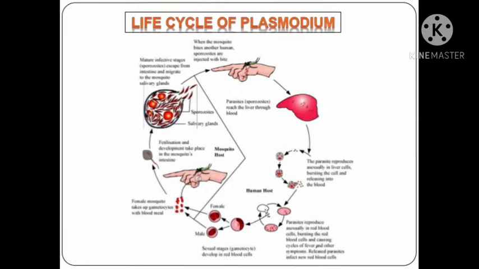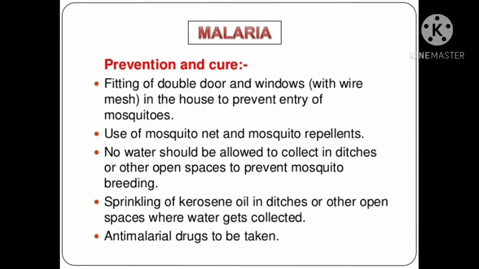So the Plasmodium parasite requires two hosts to complete its life cycle. It completes its life cycle in the human body as well as in the body of the mosquito. Therefore, the mosquito acts as a carrier or a vector in transmitting the pathogen from one person to another person. Let us look at the preventive measures of malaria.